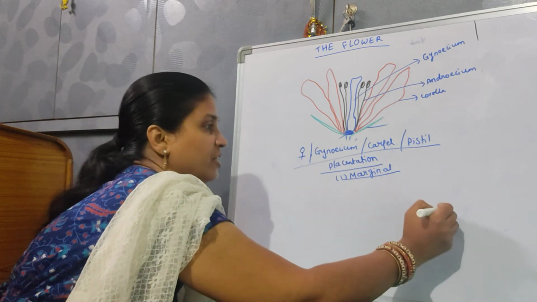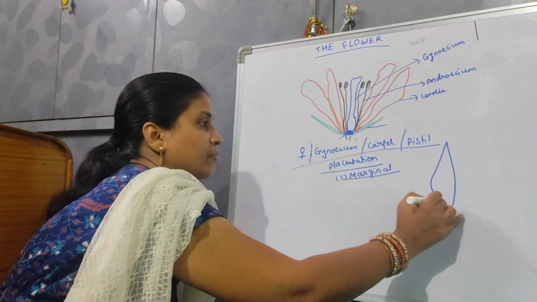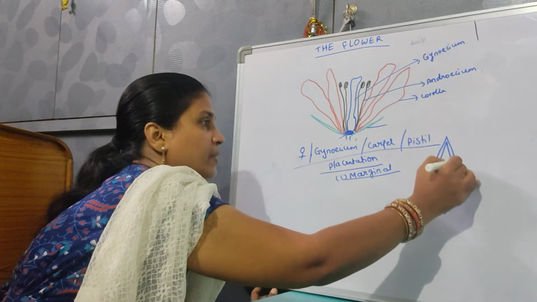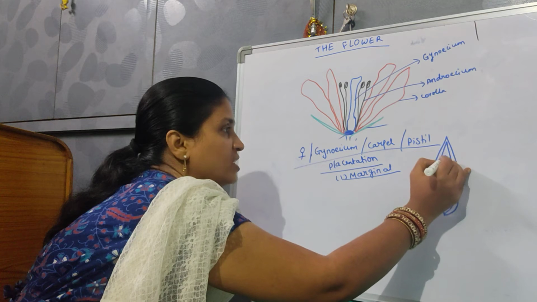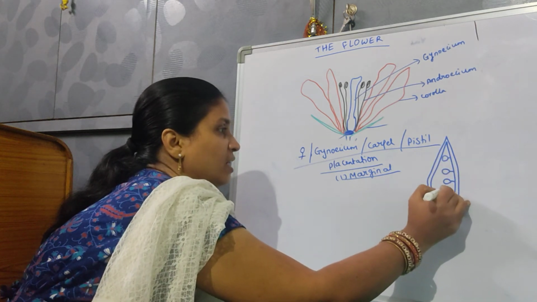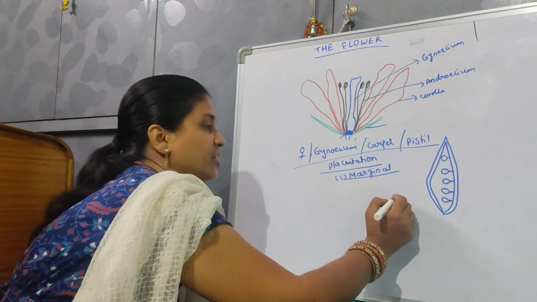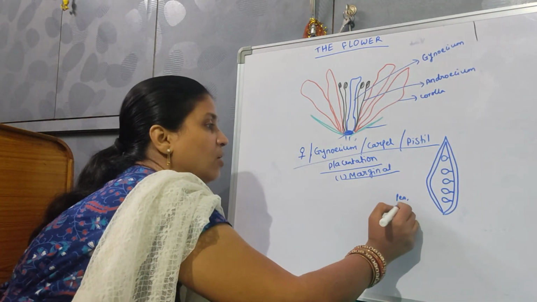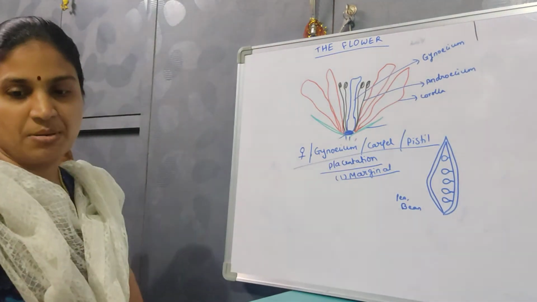Marginal placentation, where this is the ovary like this. Here the ovules are attached on the surface, onto one side of the ovary. This is marginal placentation. It is present in pea or bean. It's a characteristic feature of the Fabaceae members.